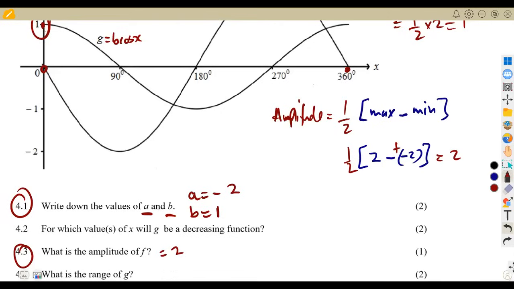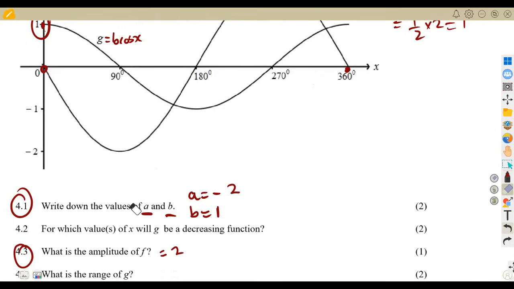All right, so I just hope we are together on this part. All right, let us check this question.